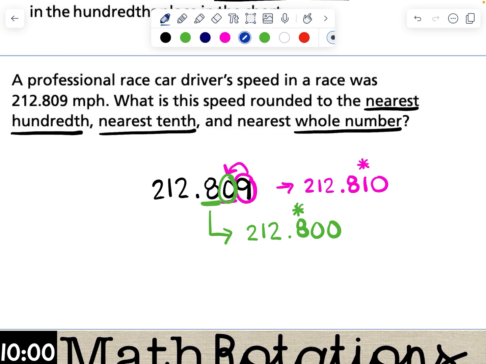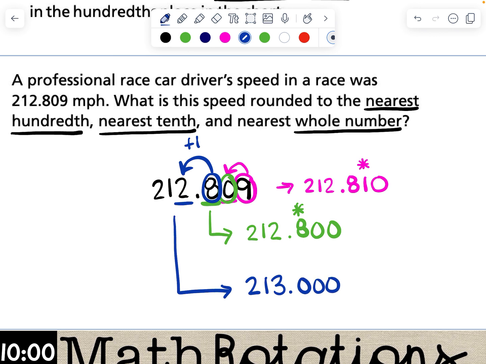And if we look at our whole number, find your number, look right next door. The 8 tells me that I must round my whole number up 1, so that race car would race at 213 miles per hour, knowing that with a decimal, with placeholders, it does not change the value of my whole number.